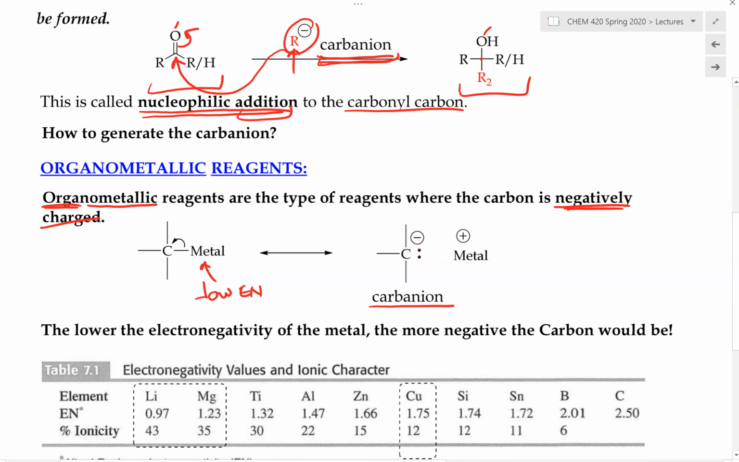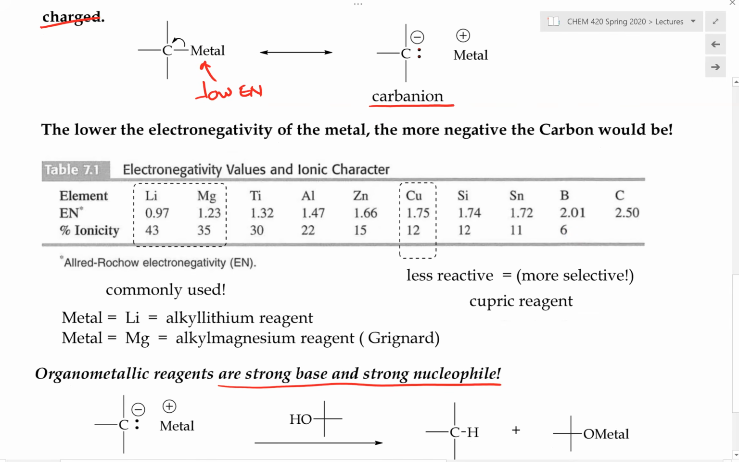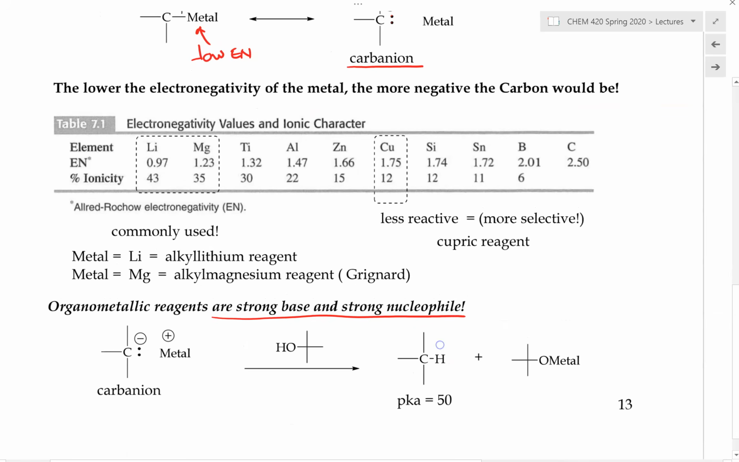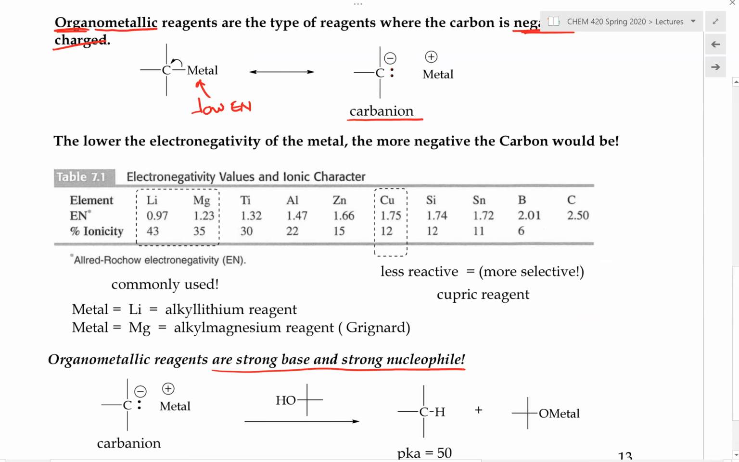Now, how do we then generate our carbanion? These are very, very reactive. So how do we make something that is so reactive? Here are some of the explanations, some of the methods for making them. But before we go over them, it's important for us to again discuss the reactivity and learn how to recognize the organometallic reagent. Again, they consist of a metal bonded to a carbon.